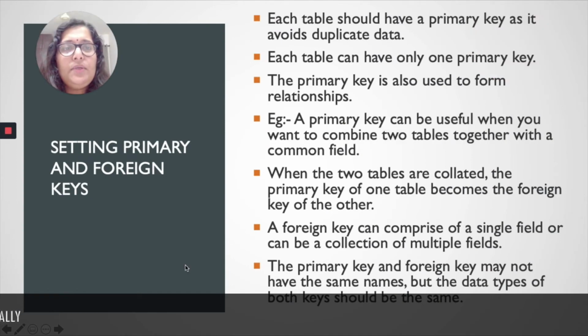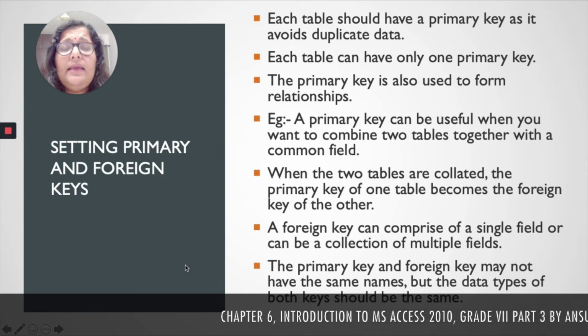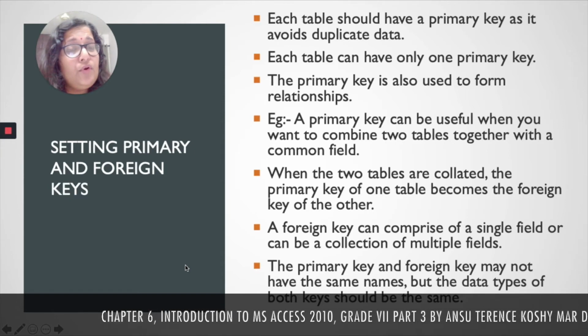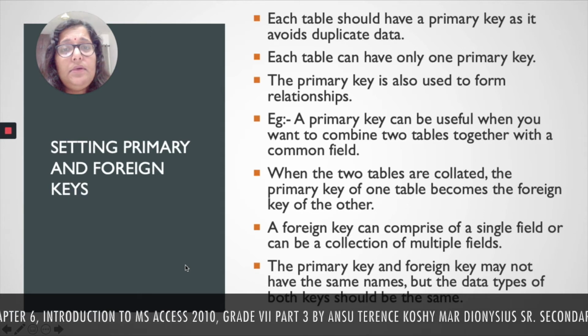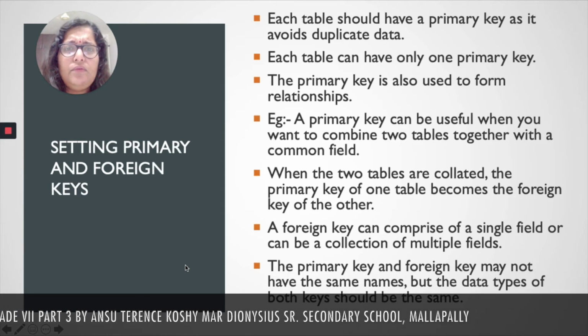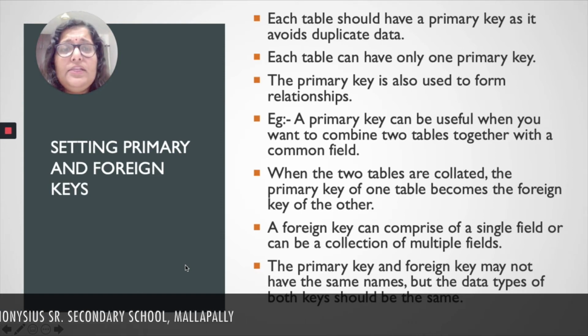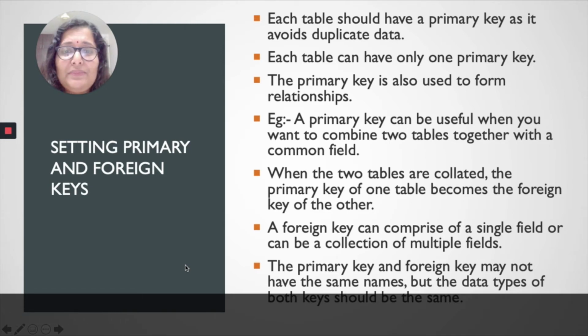Each table should have a primary key as it avoids duplicate data. The primary key is used to avoid duplication of data in a table. Each table can have only one primary key, that I've already told you before. Each table should have only one single key to form a relationship with the other table. The primary key is also used to form relationships between tables.